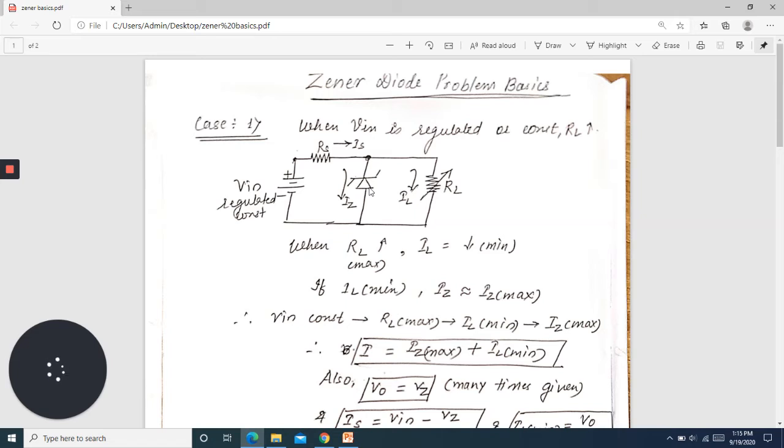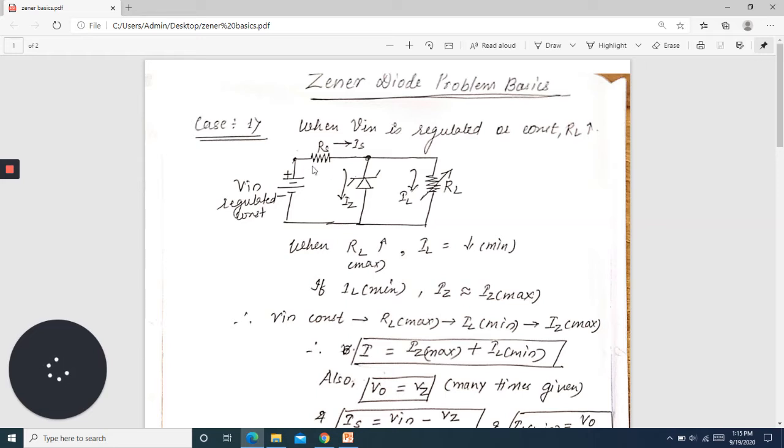Second point: output voltage is always equal to Zener voltage. Whatever the case, the output voltage has to be equal to the Zener voltage. So Vz, the Zener voltage, equals Vo, the output voltage.